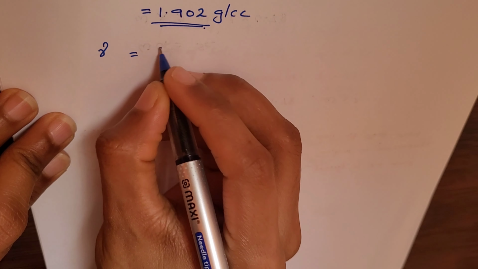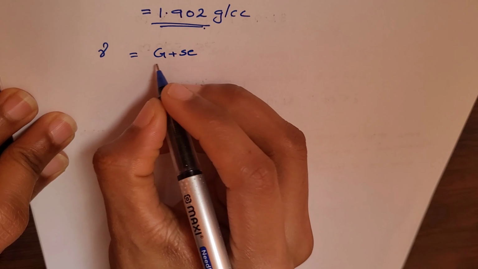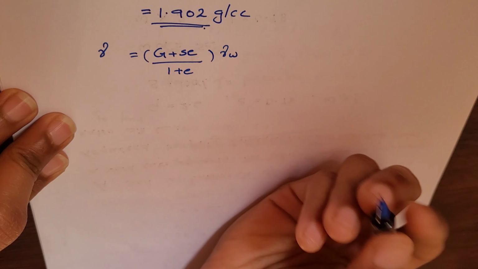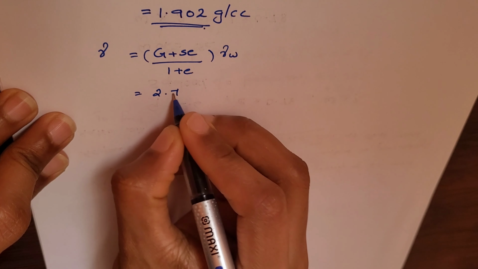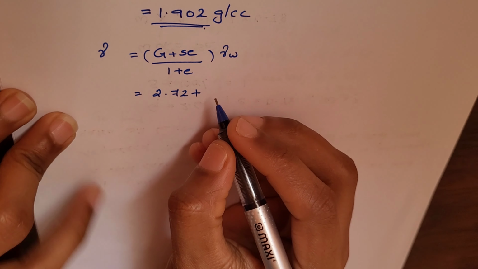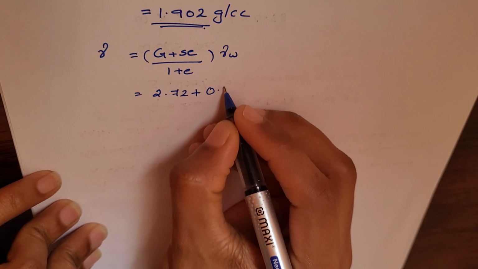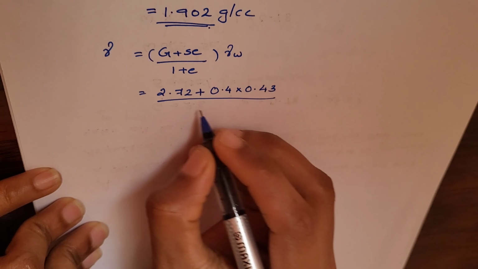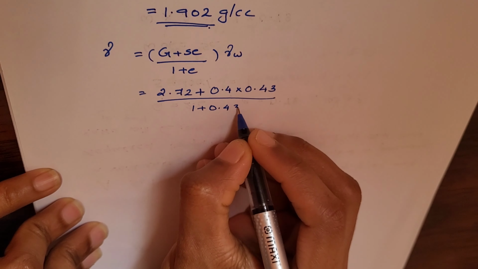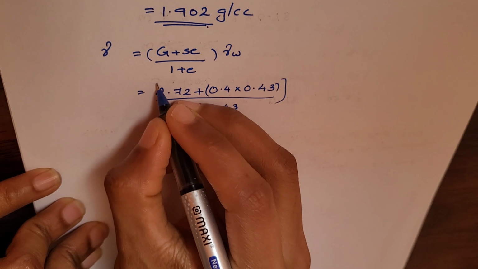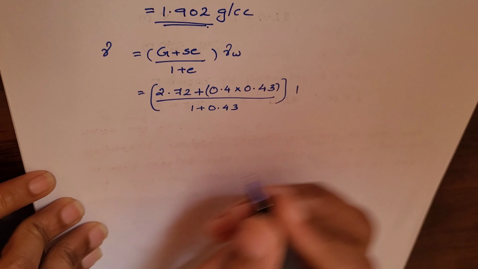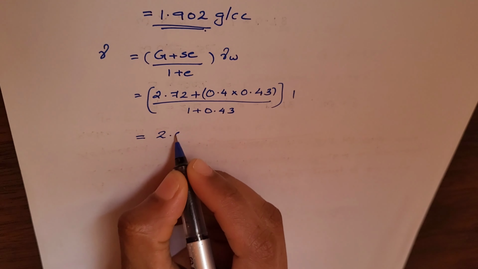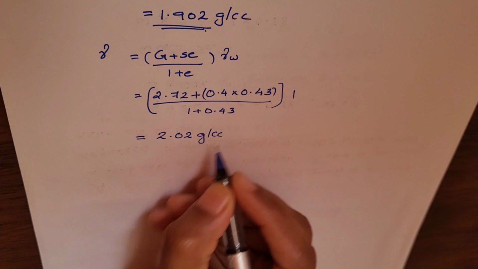Finally, we have to find the bulk unit weight denoted by gamma. Its equation is (G plus Se) upon (1 plus e) into gamma w. On substituting, 2.72 plus the degree of saturation 0.4 into the value of e, 0.43, upon 1 plus 0.43, into gamma w as 1. On solving, we get 2.02 gram per cc.